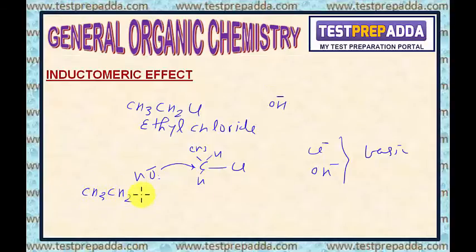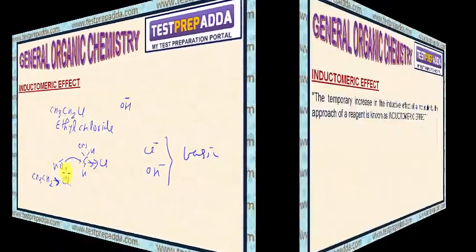In ethyl chloride, Cl is attached with carbon. Cl is more electronegative than carbon, so it will pull shared electrons in this manner. When OH minus approaches this ethyl chloride, this tendency increases. This temporary increase in the inductive effect is known as inductomeric effect. Why do I say temporary? Because it comes into picture because of the reagent. Let me define this properly.